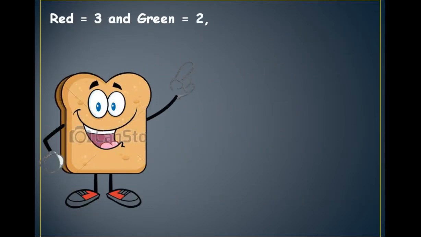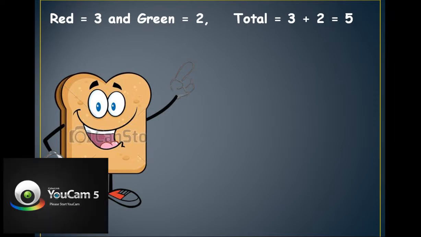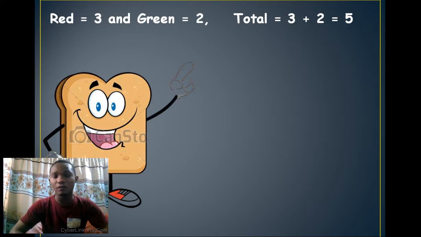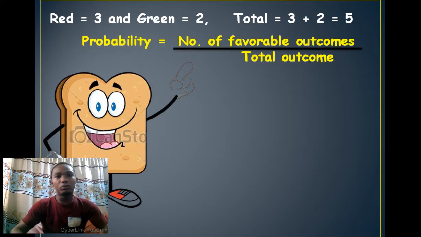Okay, now we move on. We have 3 red balls and 2 green balls, and that makes the total number of balls 3 plus 2, which is what? 5, right? Then the total outcome is 5. Now let's go to the first question.